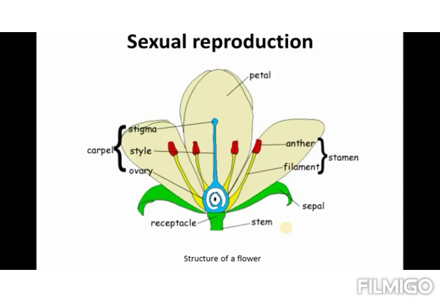When we are studying a flower, this flower rests on a structure which is called the receptacle or thalamus. You can see this green color. This is called the receptacle, where all the parts of the flower rest.